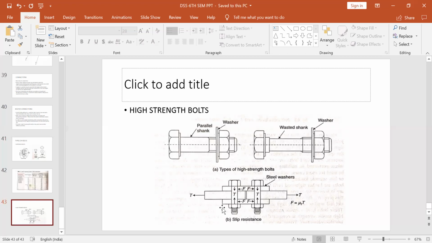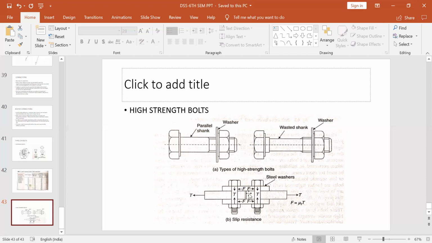So see here. This is the head of the bolt, and this is the nut. This is the shank. These are the washers here. These are types of high strength bolts. So how will the load transfer occur?